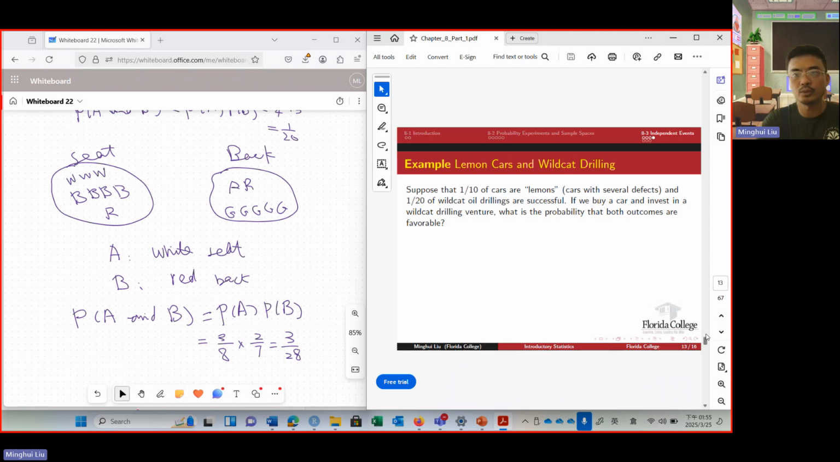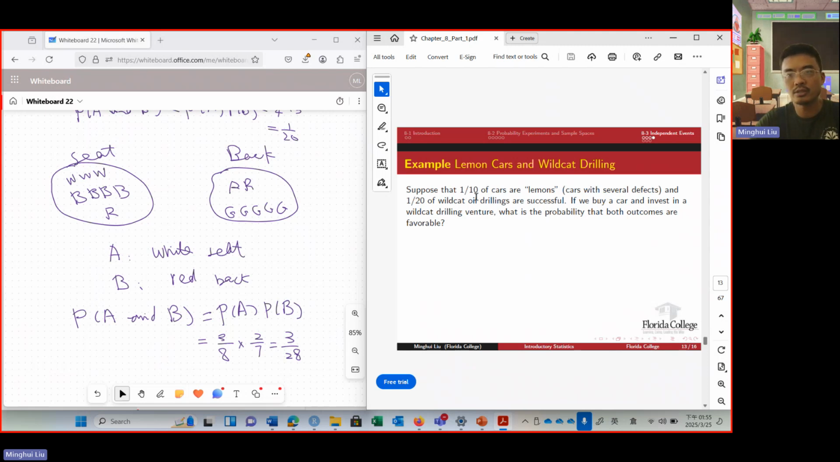So here we're basically doing two things. They're independent, and what car you buy has nothing to do with whether your oil drilling is successful. So if you're not careful, you might just say, I will just multiply 1/10 by 1 over 20. Well, here's the thing. The question asks, what is the probability that both outcomes are favorable? Favorable means it's good for you. Something good happens, and you don't want to buy a lemon car.